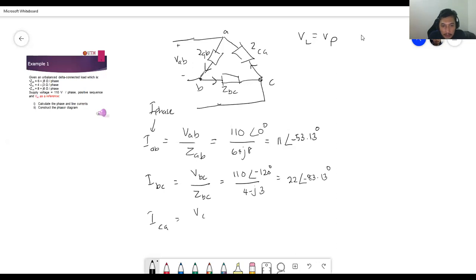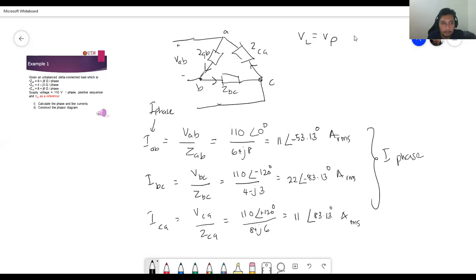Okay, and ICA is VCA over ZCA. So for VCA, 110 at positive 120 degrees. ZCA is 8 plus j6. So this one, by using calculator, the value is 11 ampere with an angle of 83.13 degrees. So this is all ampere in RMS because the voltage is already in RMS. Okay, so this is the phase current that we have obtained. So this is I phase.